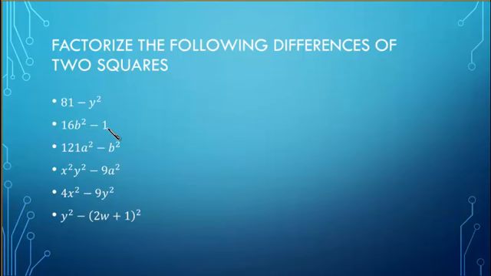Let's take a look at this one. Here we have 16b squared, so let's rewrite this as 4b quantity squared minus, and this is also a perfect square, that's 1 squared. So now this becomes 4b minus 1, 4b plus 1.